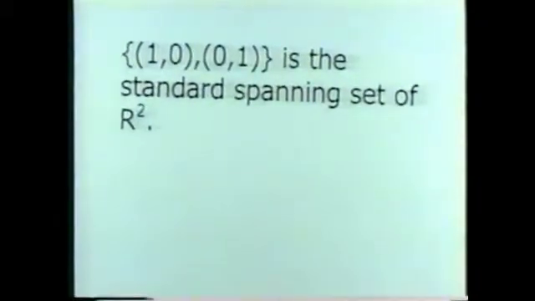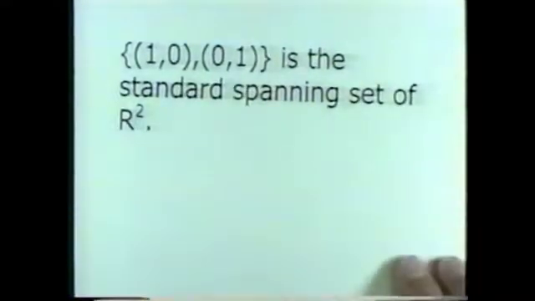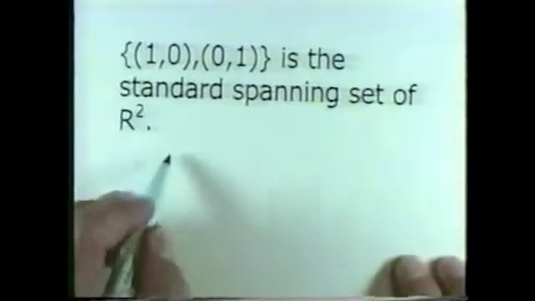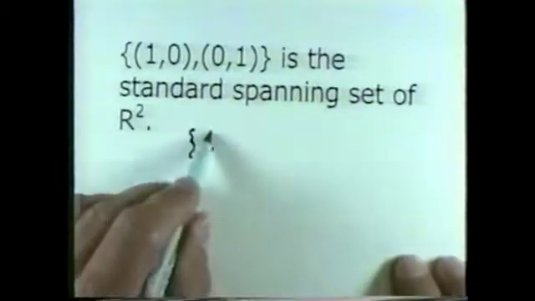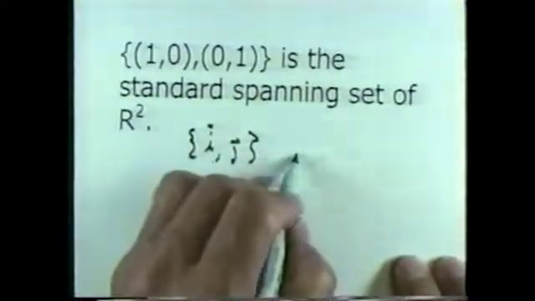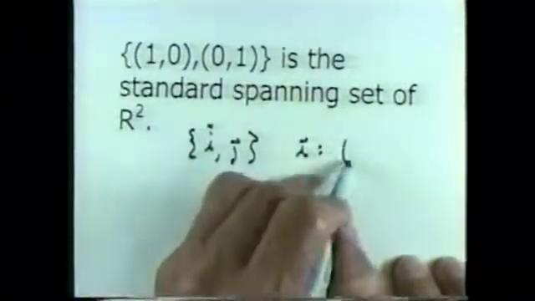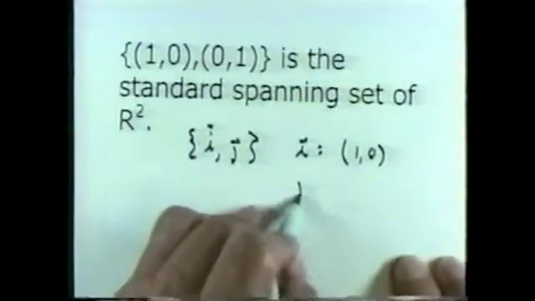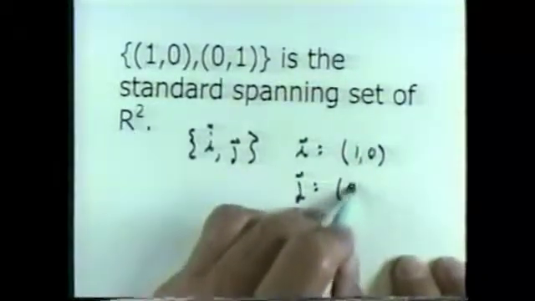The set {(1, 0), (0, 1)} is a standard spanning set of R squared. Sometimes you'll see it written as the set of vectors i, j, where i was defined to be the vector (1, 0) and j was defined to be the vector (0, 1). So you might see i and j occasionally, especially in your physics classes.